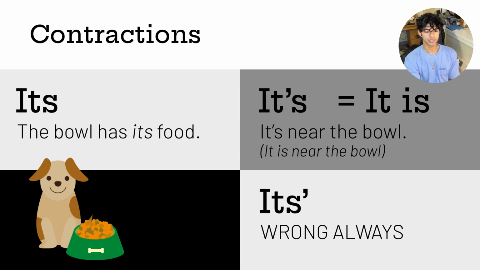All right, let's talk about its. First of all, its with an apostrophe at the end is just always wrong. That doesn't exist. Its without any apostrophe means possessive again. So the bull has its food. You wouldn't say the bull has it is food. That's when you would use the apostrophe, right? If you want to say it is, that's when you do it apostrophe s, which is short for it is. It's near the bull. It is near the bull.